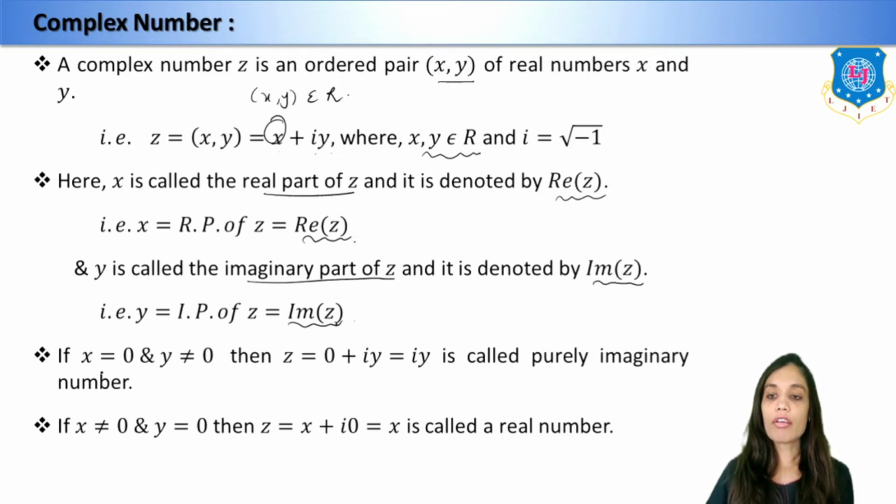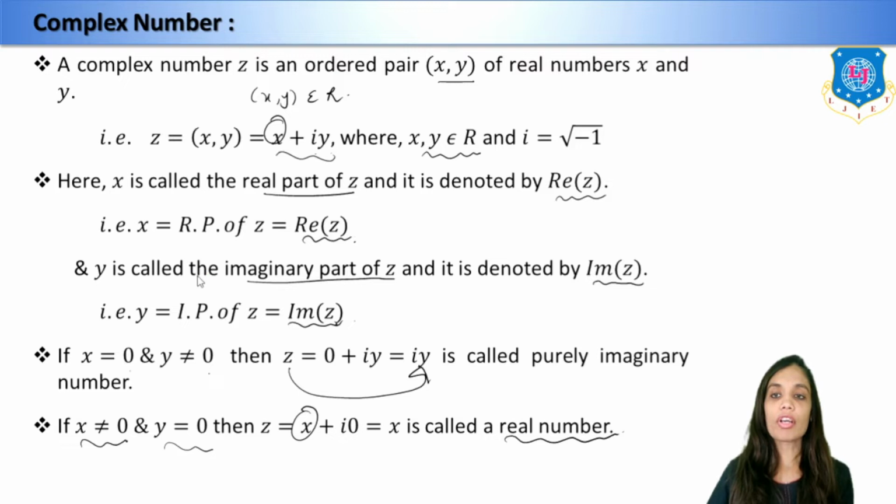Okay. Now if x is equal to 0 and y is not equal to 0, so in this I put x equals 0. So z will be equal to 0 plus iy. So z will finally be equal to what? iy. And this kind of complex number is known as purely imaginary. Now the next criteria, if x is not equal to 0 and y is equal to 0, so in this put y equals 0. So only x will remain, right? So this is called a real number.